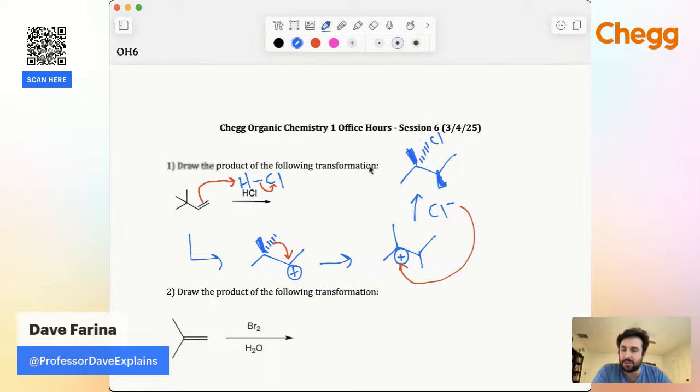So this is an addition reaction, but this is right, this is a hydrohalogenation. It is a Markovnikov hydrohalogenation. Remember, last week we were talking a lot about regioselectivity and regiospecificity, as well as stereoselectivity and stereospecificity.